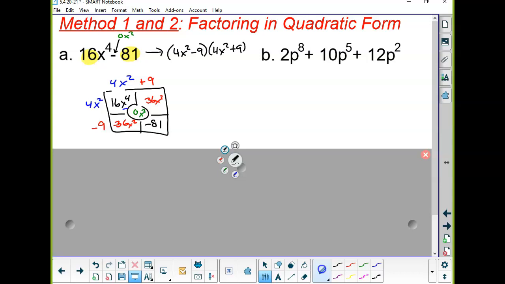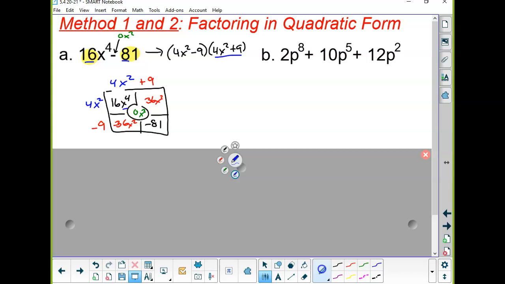Now, here's the part that you might not love. You always need to ask yourself, are you done? Can you go any further? And here's a hint. If there's a plus, you're done. This part cannot be broken down any further because of the positive 9. But don't I have that same situation we just had? 16 and 81 with the negative here were perfect squares. Well, 4 and 9, those are also perfect squares. So do we have to set up the box for this?